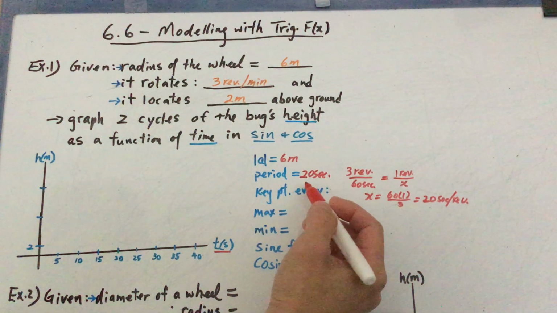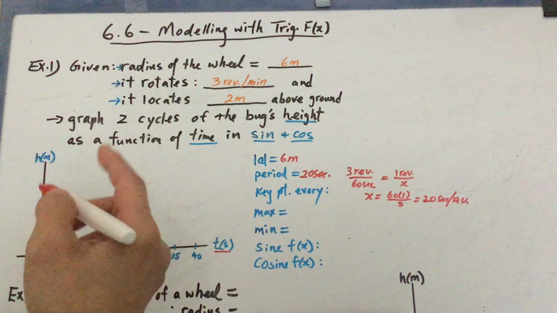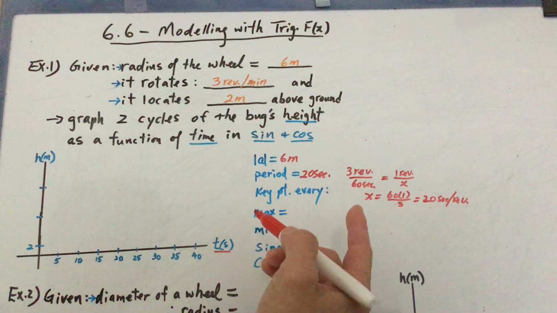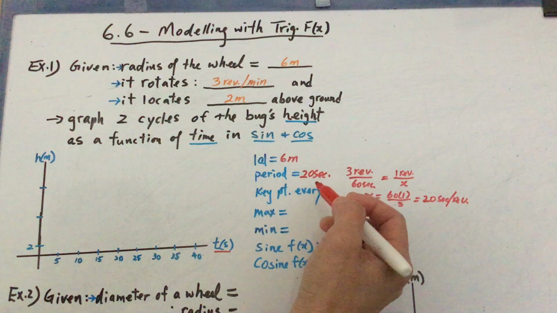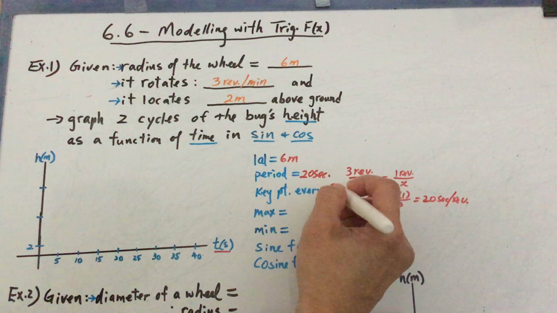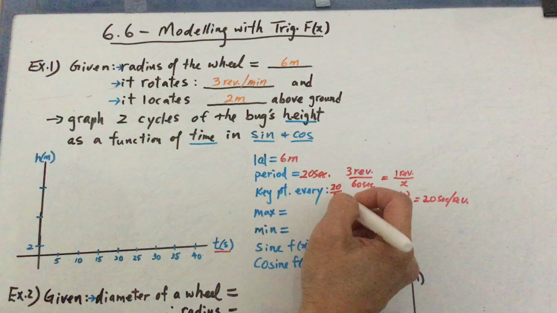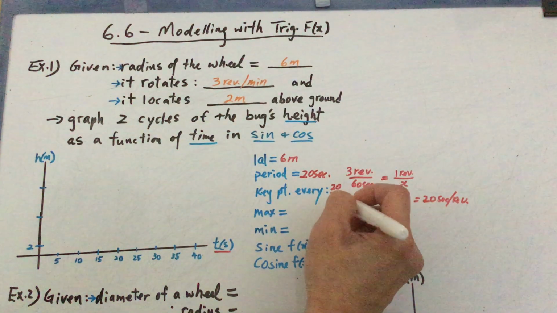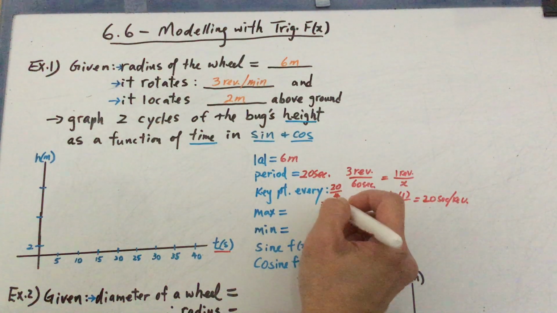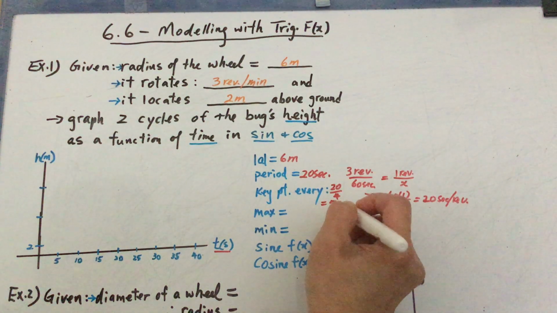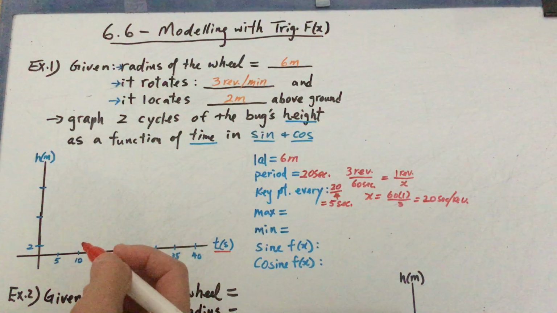So once we know the period, same thing on the graph, every period will have 4 equal parts. So key points happen every quarter of it. And we always take the period, 20 seconds, okay, divided by 4. So that means a key point is going to happen every 5 seconds. Okay, a key point happens every 5 seconds.